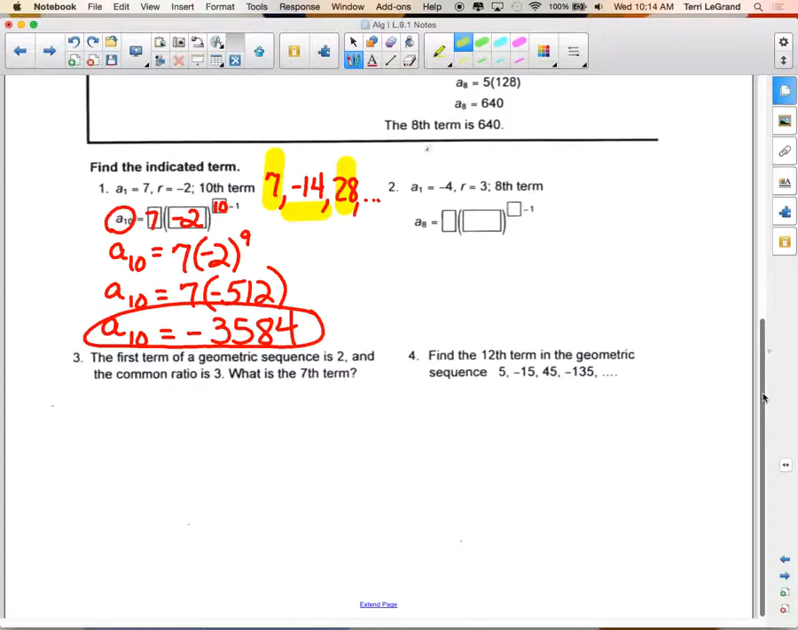So we can try and make sense of our answers also. Okay, let's fill in the parts here. We have this one that starts at -4, has an R value of 3. We want the 8th term, so we're going to have to subtract 1 from 8 in our exponent. So a sub 8 should equal -4 times 3 raised to the 7th power.